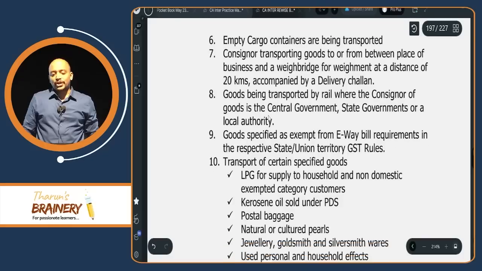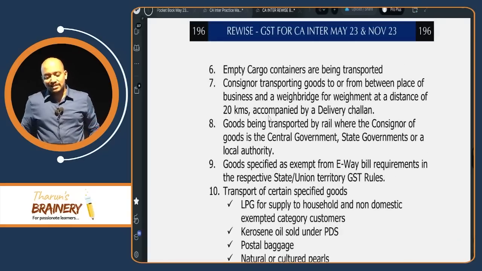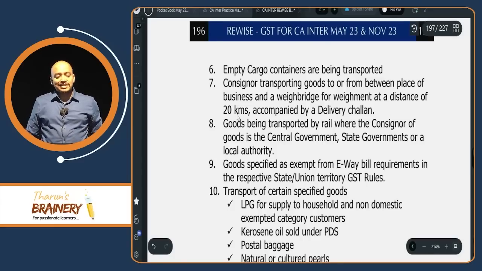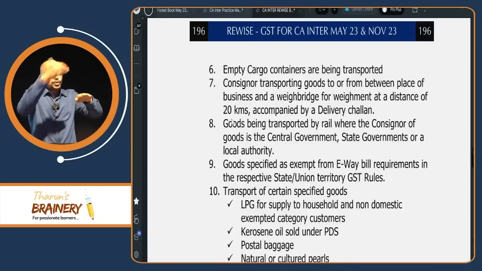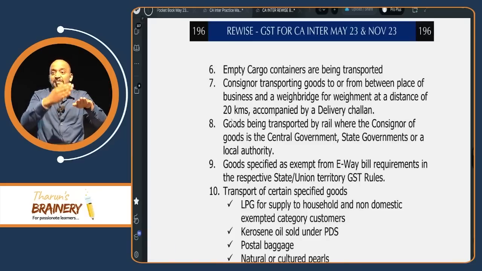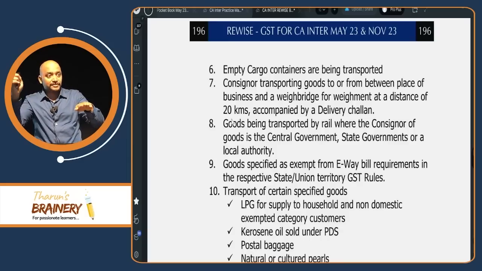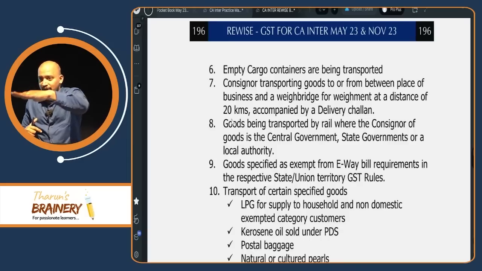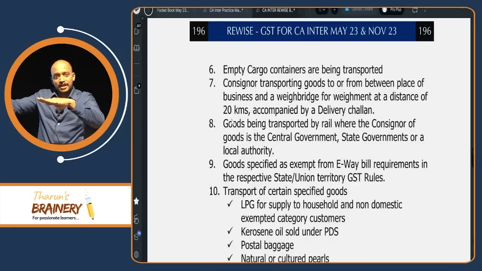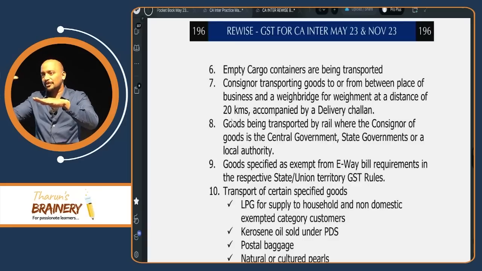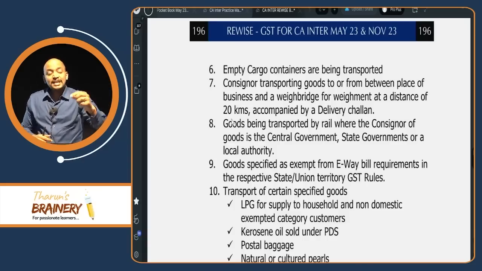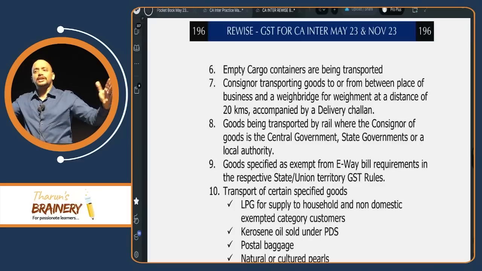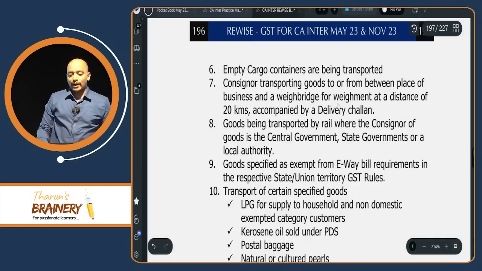Then consignor transporting goods to or from between a place of business and a weighbridge for weighment at a distance of 20 kilometers accompanied by a delivery challan. Simple. A lorry, we take the goods inside the lorry and we need to know what is the weight of the goods. For that we know the weight of the lorry without goods. So take the lorry to the weighbridge. Now you know the weight of the lorry with goods minus the weight of the lorry without goods, so you will know the weight of the goods. So for that reason we take the lorry to the weighbridge. If that weighbridge is within 20 kilometers, that does not require e-way bill. Part B not required, e-way bill itself is not required.